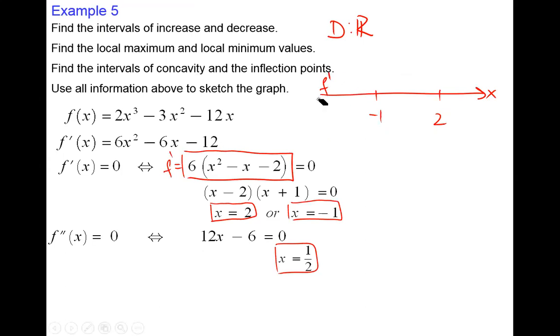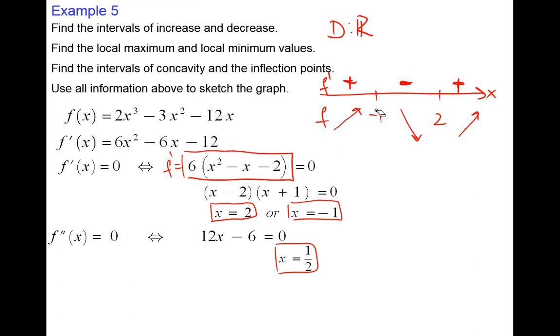Let's do the test value -2. If I put -2 times -2 minus... -2 minus 2 is -4, that means it's a negative number. And -2 plus 1 is also negative. That means negative times negative will give me positive. I can pick 0. 0 minus 2 is -2, 0 plus 1 is 1, -2 times 1 is actually negative. And I can pick 3 or even 300, positive, positive. That means the function is increasing, decreasing, increasing.